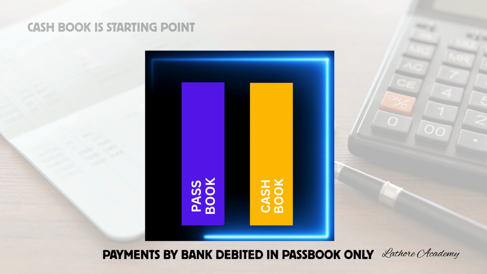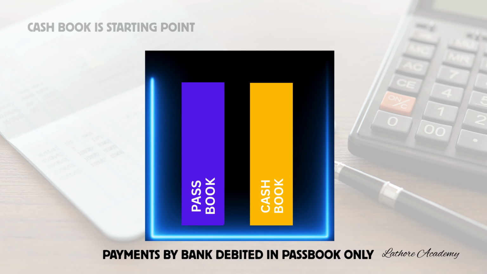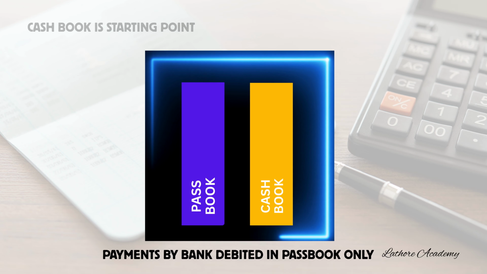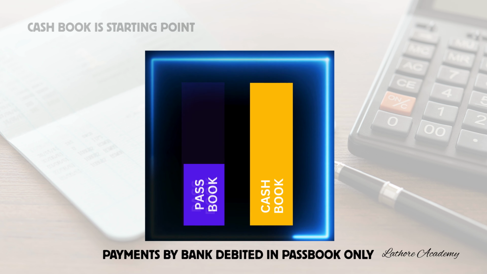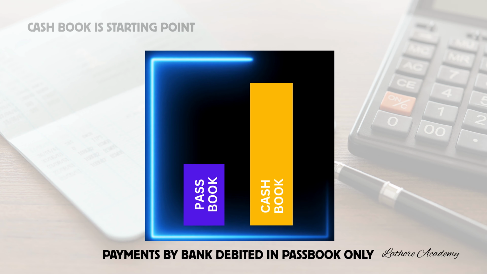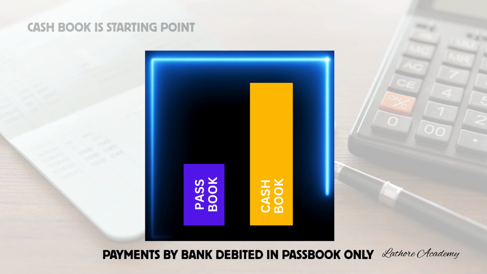Moving on to the next transaction, payments by bank debited in passbook only. Students, sometimes banks make payments on your behalf, like insurance premiums or EMI installments or loan installments. So these reduce your bank balance first, but it is not recorded in the cash book. So your cash book balance is showing more. We have to subtract them.